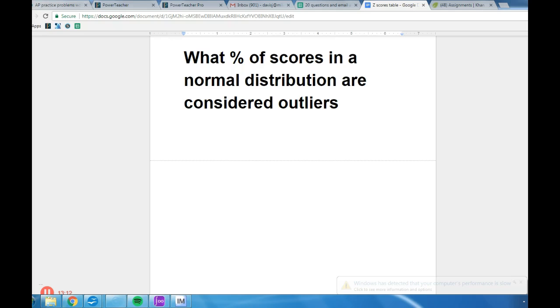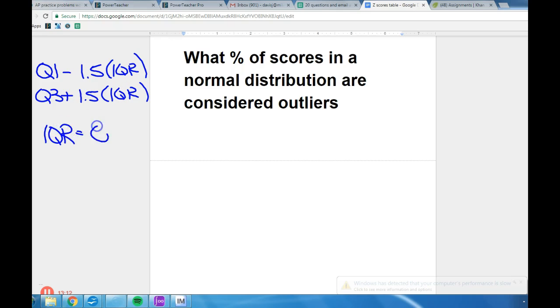How do you find outliers? What would you do to find outliers? Okay, then what? Plus 1.5 IQR, minus 1.5 IQR. So, outliers are Q1 minus 1.5 times the IQR, or Q3 plus 1.5 times the IQR. Well, what's IQR? Q3 minus Q1.